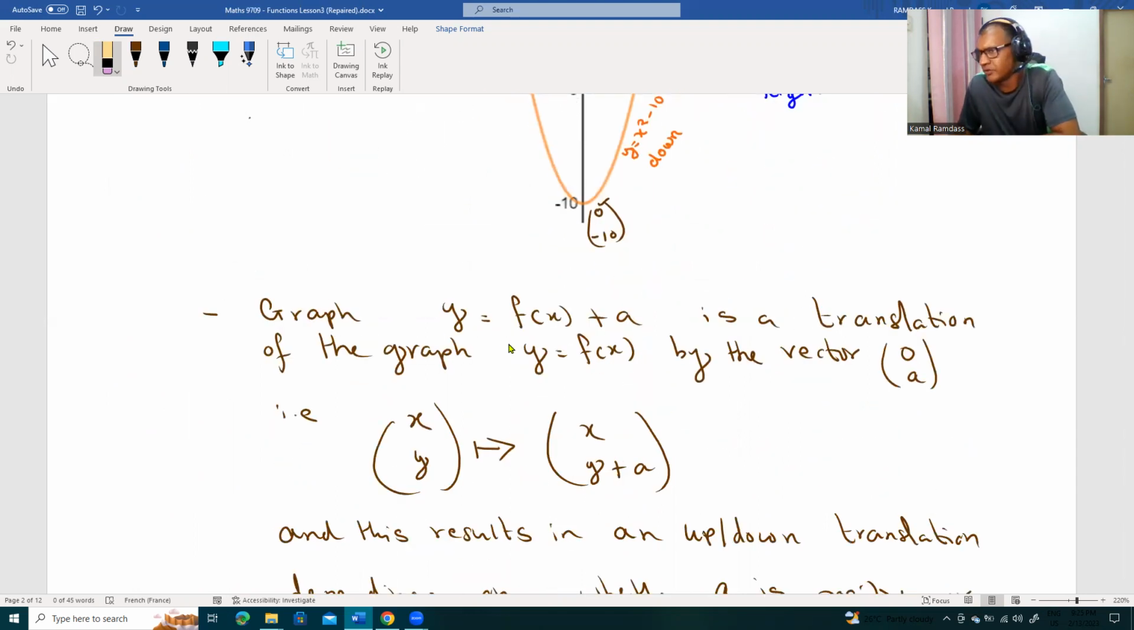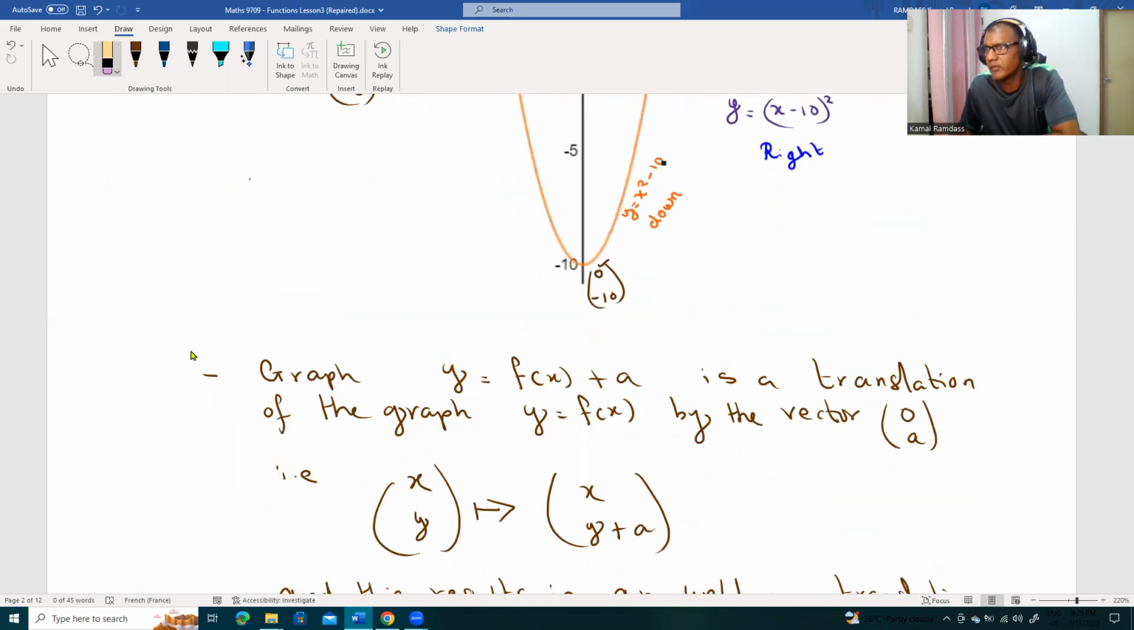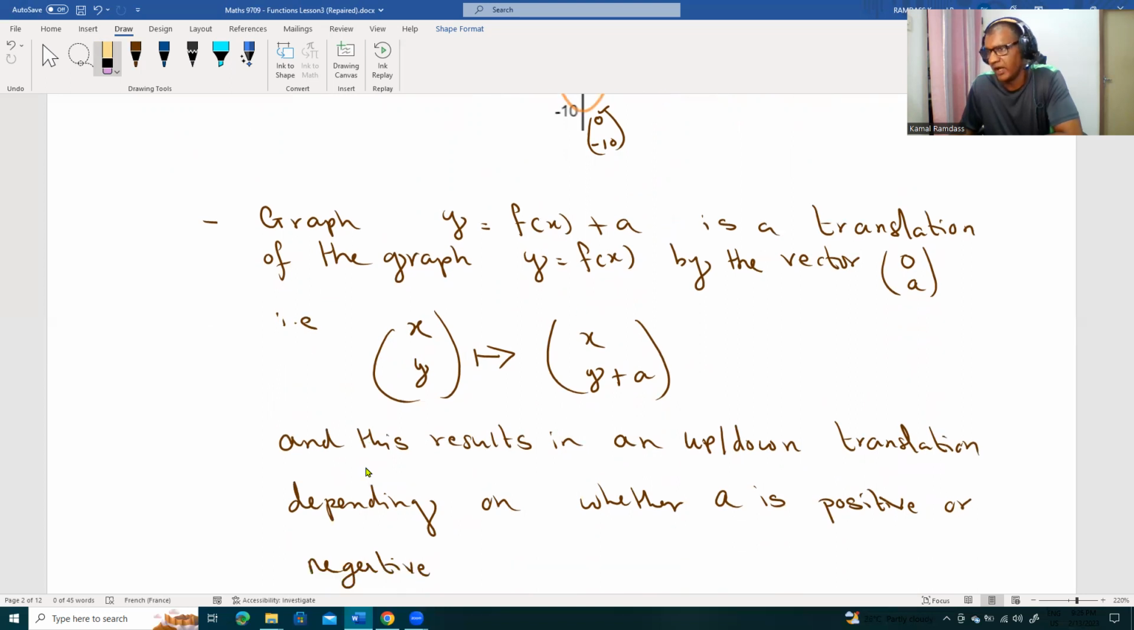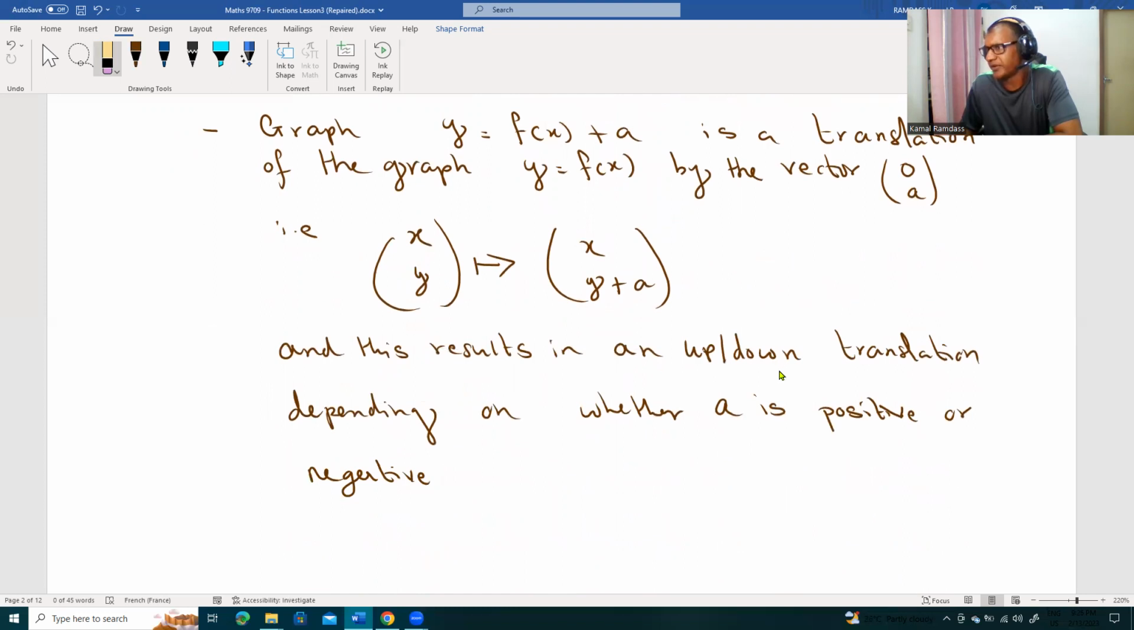Maintenant, the graph of y is equal to f of x plus a. Et c'est tout simplement un résumé, OK? Y is equal to f of x plus a is a translation of the graph y is equal to f of x by the vector (0, a). OK? The coordinate (x, y) of f of x will map onto (x, y plus a) for the transformation y is equal to f of x plus a. Okay? And this results in an up-down translation depending on whether a is positive or negative.